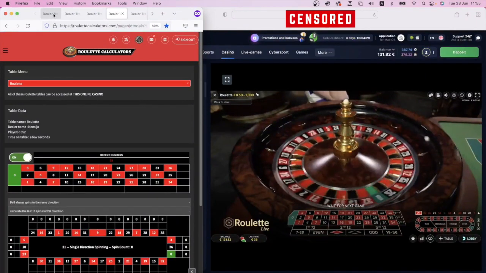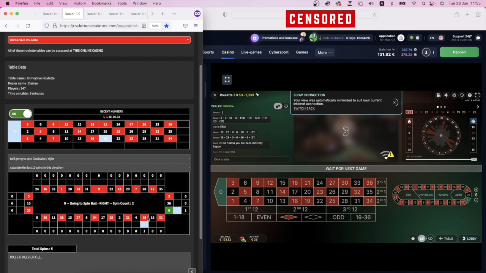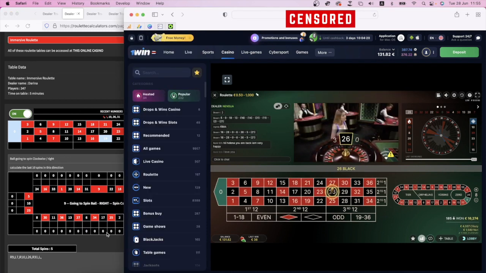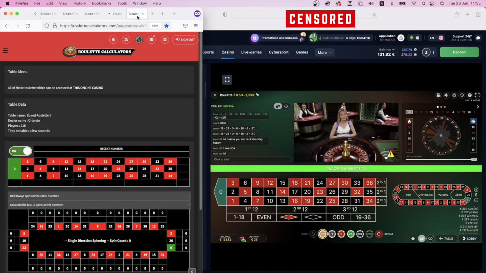Let's have a look at a few more tables, see if we've got some stuff going here. This one's not looking too bad to start with. 1919, so my connection's slow. I got so many tables open tracking. It does use your internet a bit.